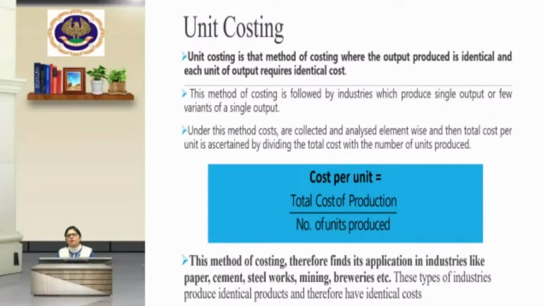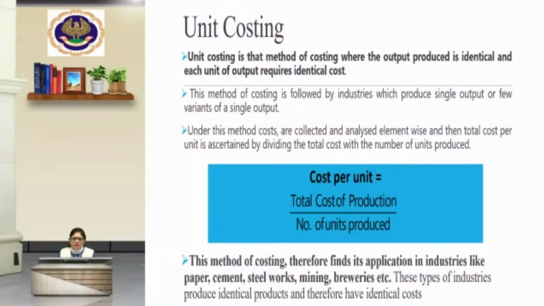And then from the total cost, we will calculate the cost per unit. The first step is to calculate the total cost of that product. Then we should have the total units of output produced. So total cost divided by total output produced, or total number of units produced. As you can see, cost per unit is equal to total cost of production divided by number of units produced. So you will get the cost per unit. This per unit cost will be applicable to all the units produced in that particular factory.